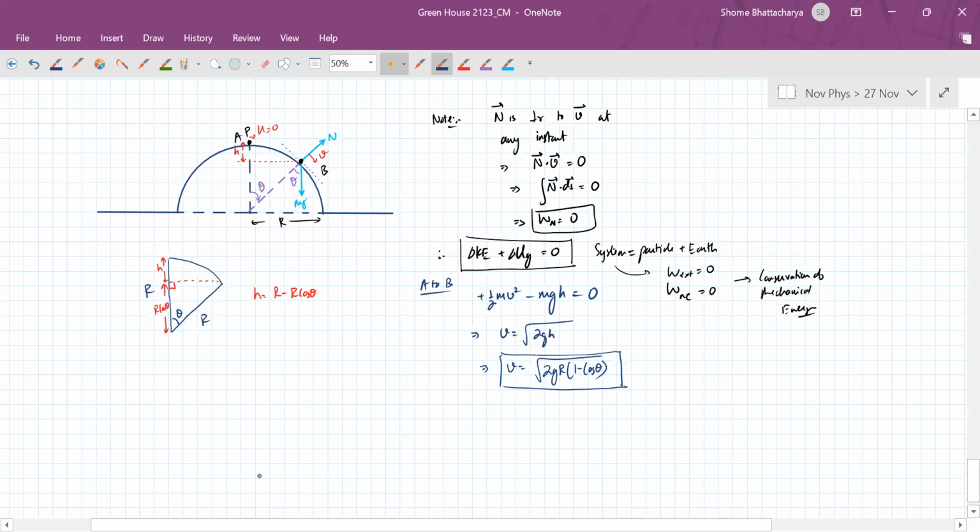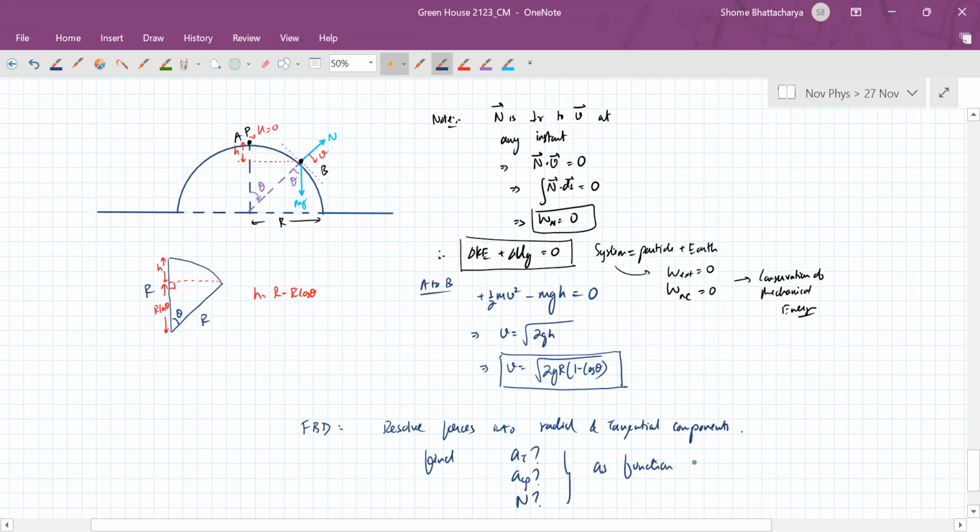Now resolve the forces. Come to the free body diagram and resolve forces into radial and tangential components. From that, find tangential acceleration, centripetal acceleration, and normal reaction, all of these as functions of theta.